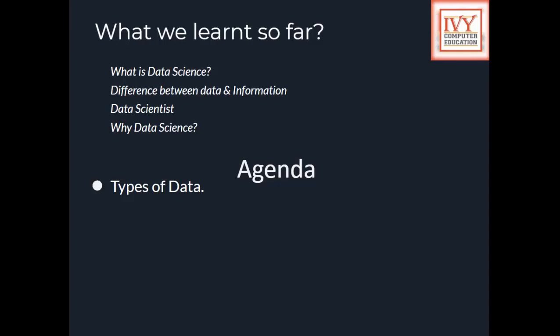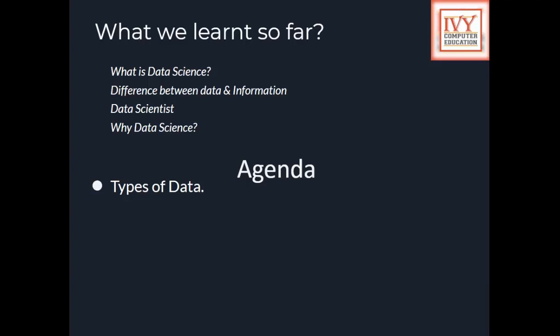I'll quickly recap what we did in the earlier session. We saw what is data science. We saw the difference between data and information. I gave you some examples also on data and information. We saw who a data scientist was, and we saw what is the importance of data science.